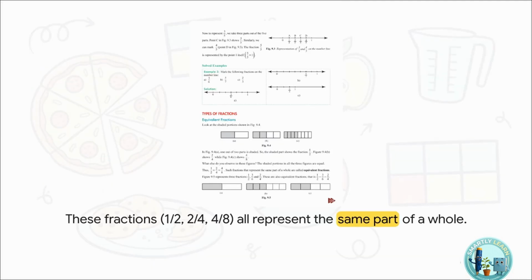We've got 3 bars here. The first one shows 1/2 shaded. The second one is cut into 4 pieces with 2 of them shaded. And the third is cut into 8 little pieces with 4 of them shaded. But look closer. The total amount that's shaded in is exactly the same in all 3 bars.